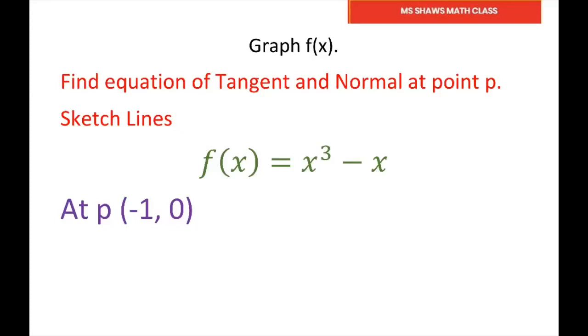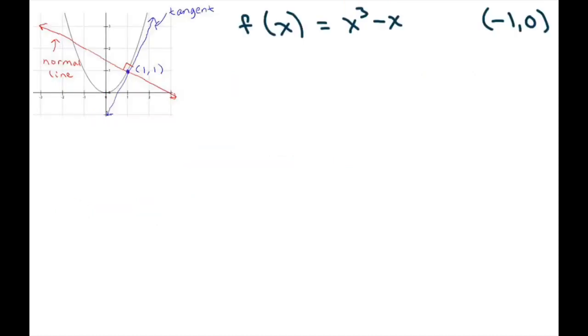Hi everyone, we're going to find the equation of the tangent and normal at point P, which is (-1, 0), and we're going to graph those lines and our function. So to get the slope of the tangent line, we have to take the first derivative, then evaluate it at our x. So let's just take the first derivative.